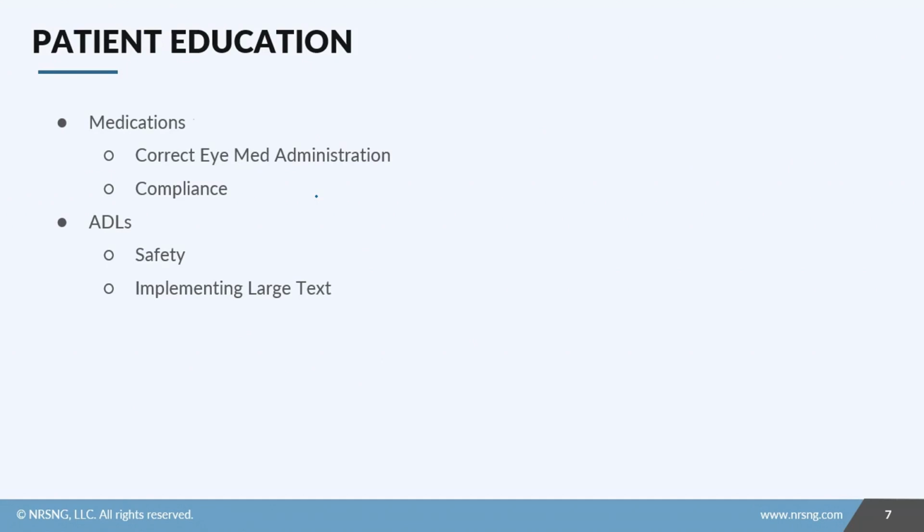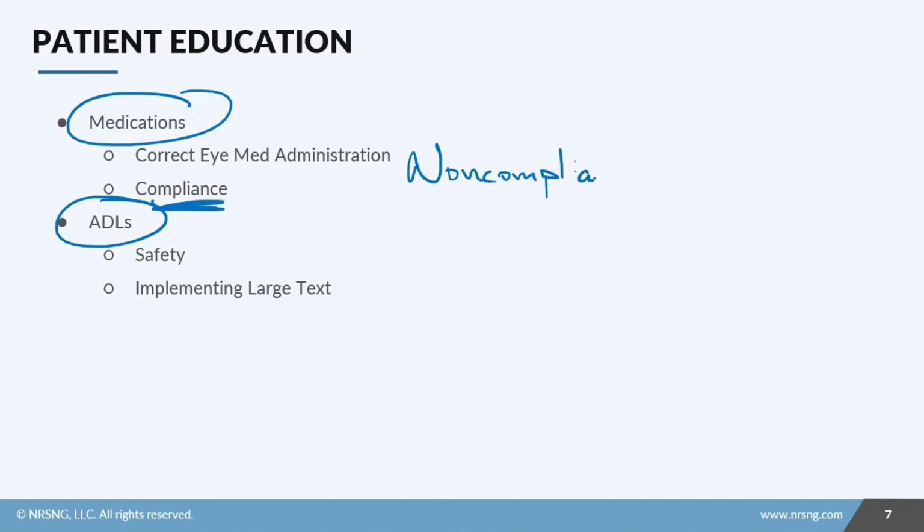When it comes to educating the patient, we have two main focuses. The first one is on medication, and the second one is on activities of daily living. Now, when it comes to medication, it's important for your patient to understand how to properly give themselves medication. More importantly is medication compliance. Non-compliance in patients with glaucoma equals worsening or uncontrolled glaucoma. So when you're educating your patients, make sure that they understand the importance of maintaining their medications.